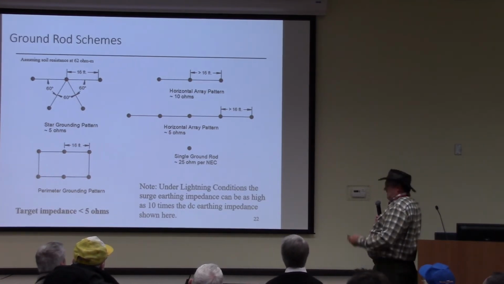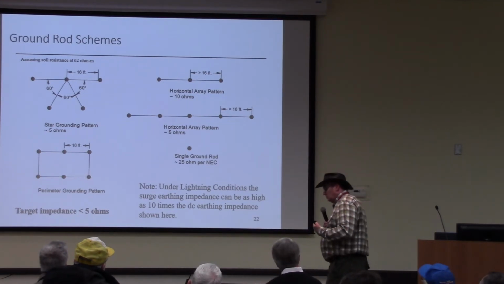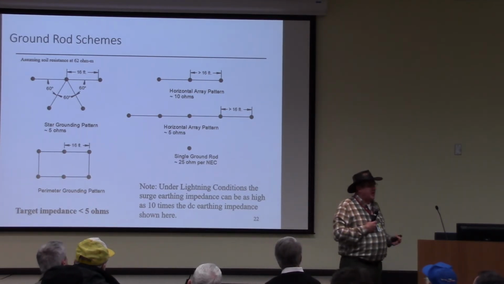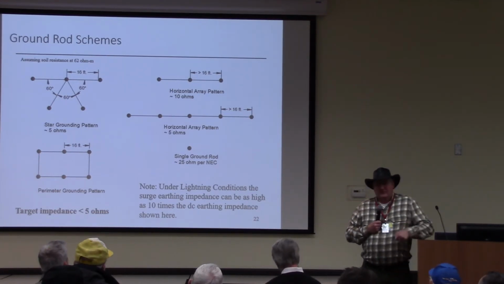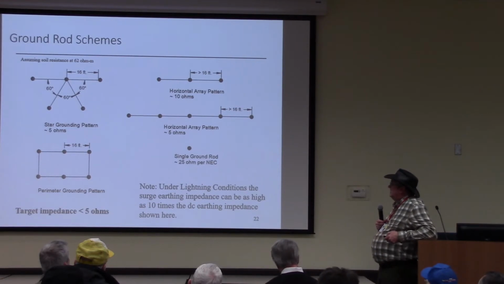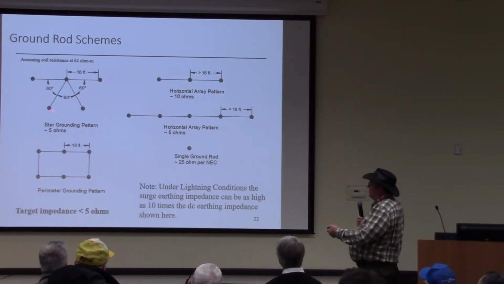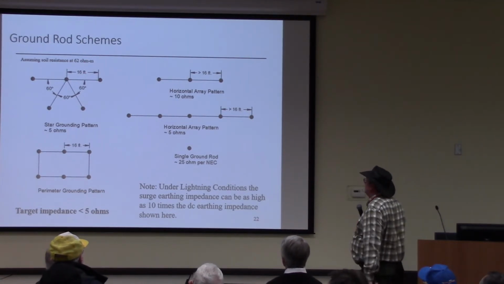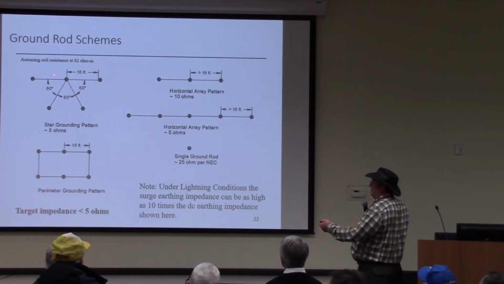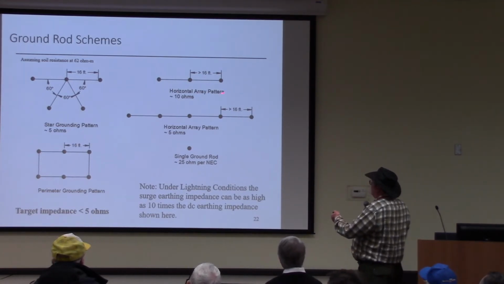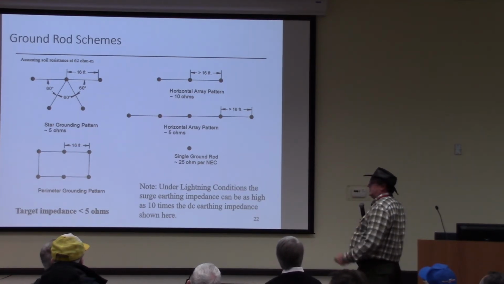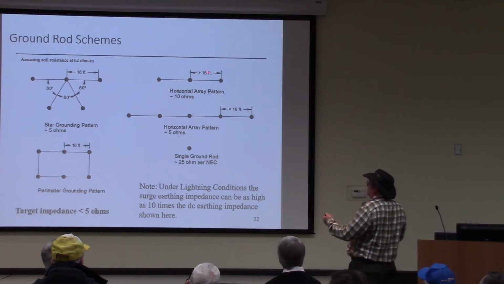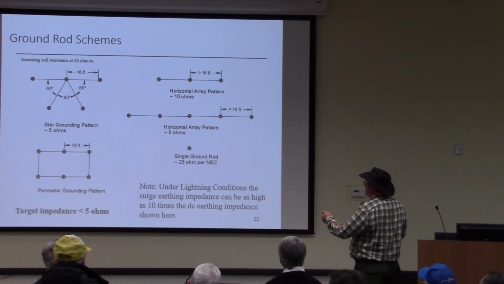Okay? But in order to protect for lightning, the typical number you try to reach is below 5 ohms. So we're talking a factor of 5. How can you do that? Here's an arrangement where they're 60 degrees apart, 16 feet out, 8 feet down. Assuming a soil resistivity of 62 ohm-meters, this will give you 5 ohms. This here will give you a third of 25, or about 8 ohms. This will give you about 10 ohms. This arrangement will give you about 5 ohms.